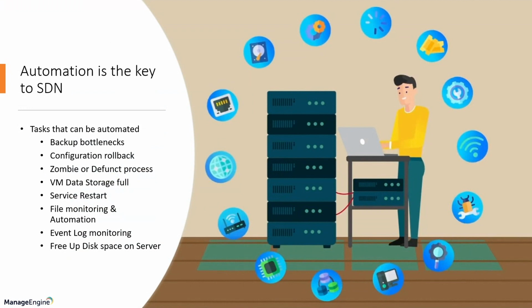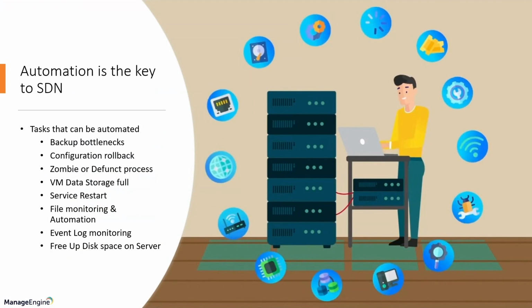So what are the tasks that you can automate using OpManager? The first few slides that I'm going to talk about is all about the day-to-day IT operations which administrators can automate using OpManager. So we are going to talk about backup bottlenecks, configuration rollback, zombie processes, data storage full. What happens when data storage is full? How do you address it? And a frequent problem that any administrator would face is a service down. So instead of manually going and starting the service, allow OpManager to restart the service.